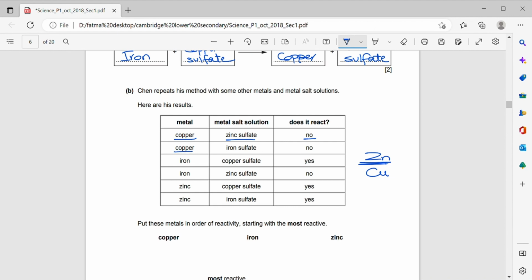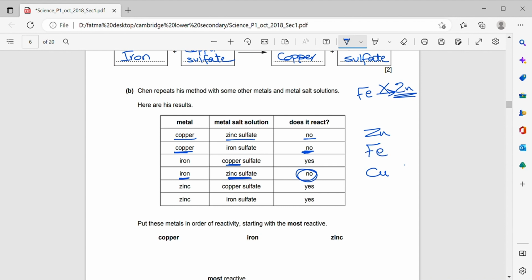Okay, copper and iron sulfate, no reaction as well. So iron will be on the top of copper. Iron and copper sulfate. Iron can displace the copper, so this is correct. Iron and zinc sulfate, no reaction. So iron cannot displace the zinc. This means what? The zinc is on the top and the iron is in between.